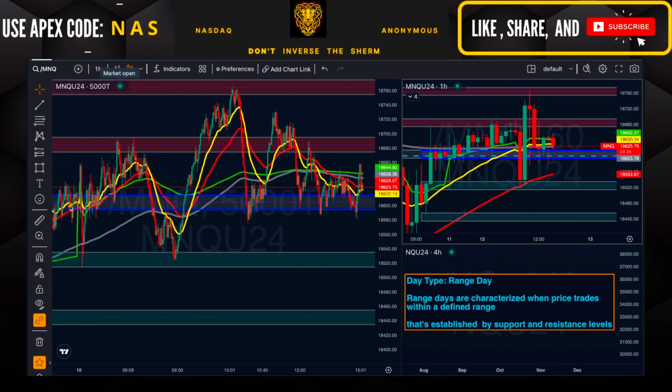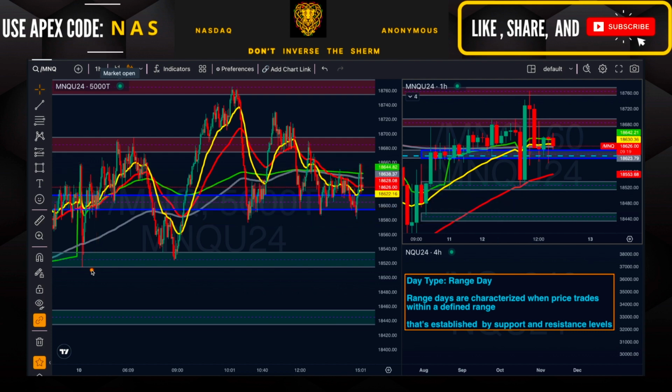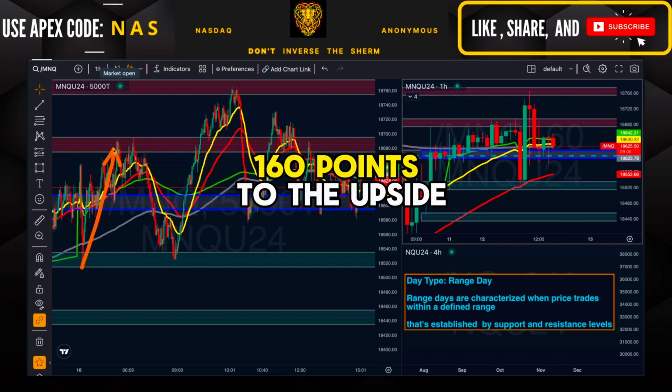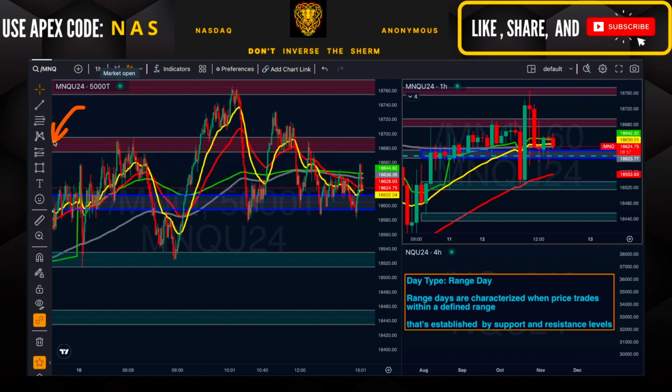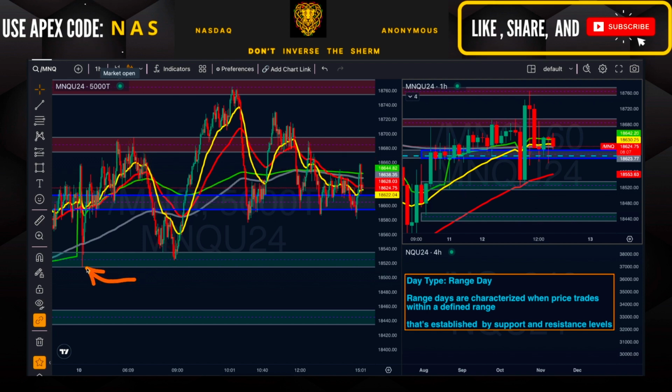During the overnight session, the Nasdaq opened slightly bullish, sweeping the liquidity above Friday's range, where the bears took control and sold price 144 points to the downside. However, after sweeping the liquidity below Friday's range, the bulls found support and price rallied 160 points to the upside, taking out Friday's highs. And as the bulls failed to take price higher, the bears stepped in and sold price 170 points to the downside in an attempt to take out pre-market lows.